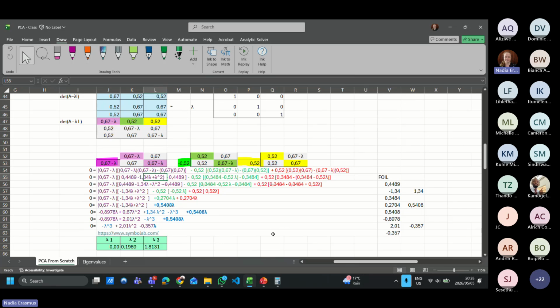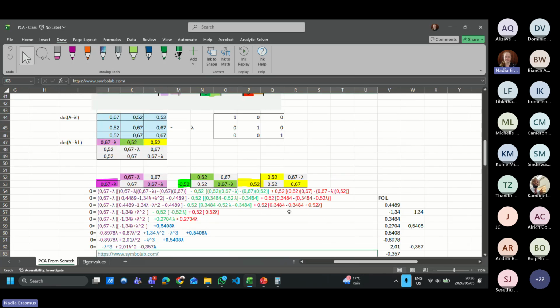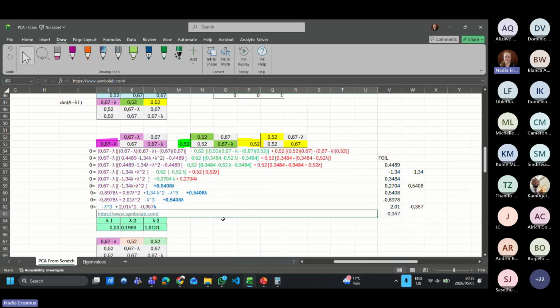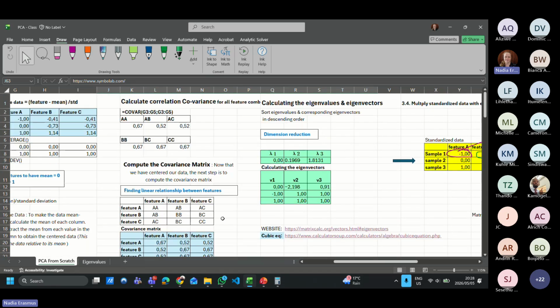So yes, you're more than welcome to use the colors. It's fine. We're going to mark it with the colors.